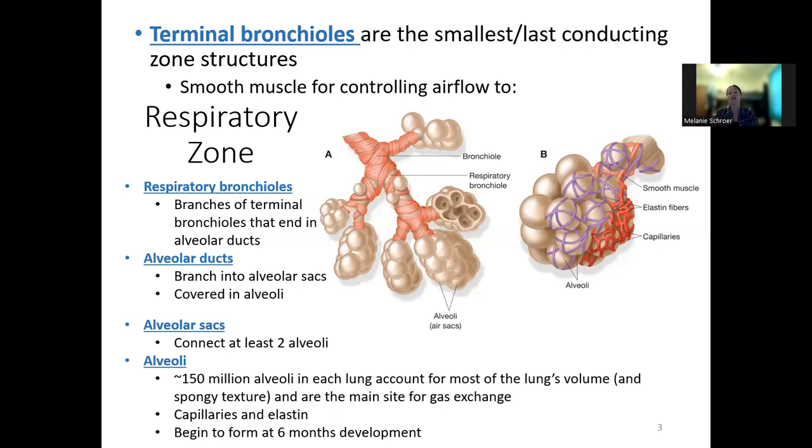The reason that we do that is because we need as much surface area as we possibly can for gas exchange to occur. It is, of course, most efficient in the alveoli across that skinny little membrane, which we'll talk about in the next video, and into the capillaries.